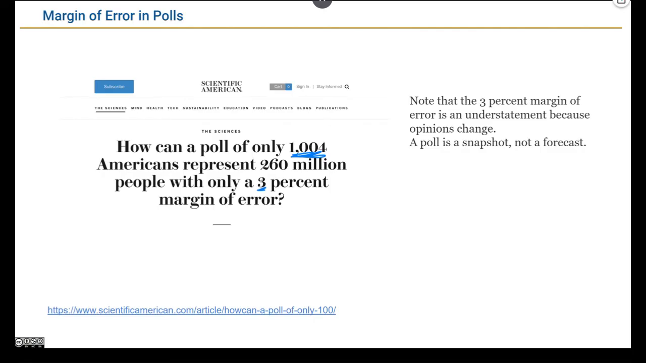But even with that said, the 3% margin is definitely an understatement because opinions change. So in reality, a poll is a snapshot, not a forecast. And you may have pollsters say, because of that, I want to give myself even more of a buffer, and let's try to go for like a 1.5% margin of error in theory. But even then, you would need about 4,000 people. So it's not a huge number as long as you're actually taking a random sample that is representative of the population.